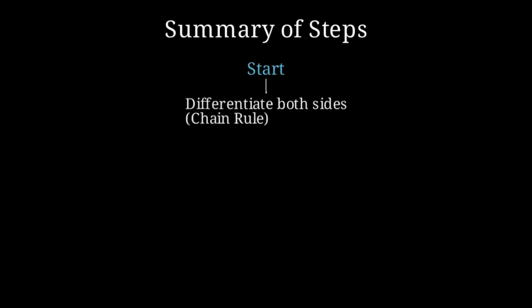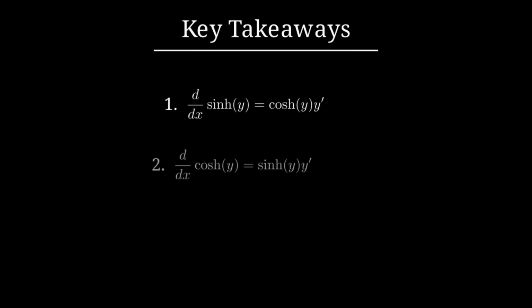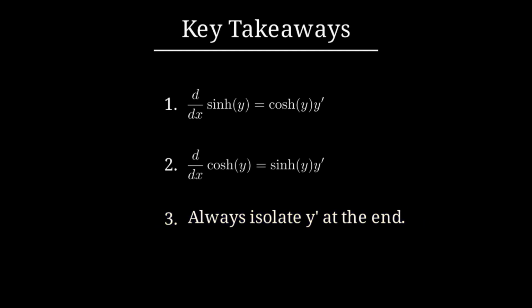To summarize, treat y as a function of x, apply the chain rule to every hyperbolic term containing y, use the product rule for mixed terms, and use algebra to isolate dy/dx. This process works for any implicit equation, no matter how complex. Keep these derivatives in your permanent toolkit. Hyperbolic functions behave predictably, and implicit differentiation is simply a matter of careful bookkeeping. With practice, you'll be able to navigate these equations with confidence.